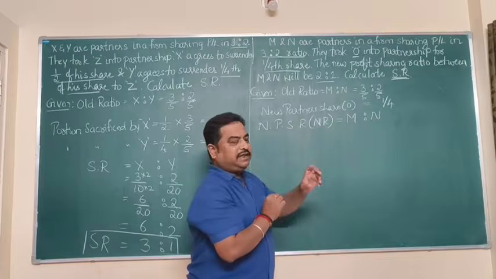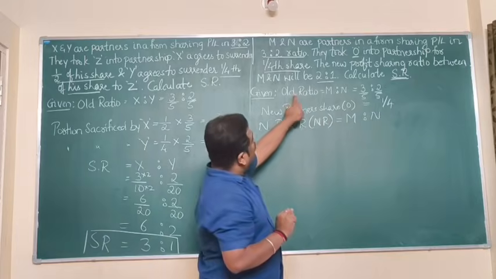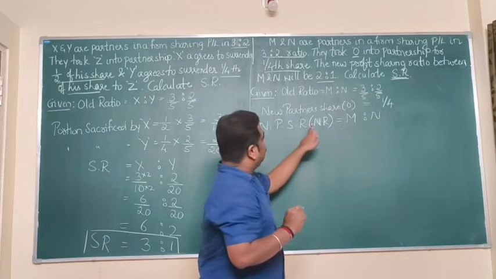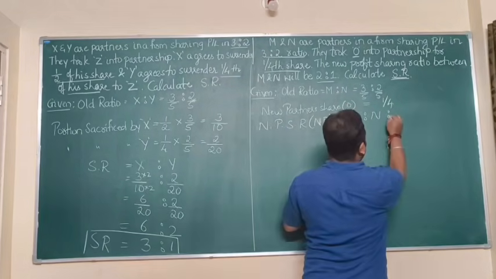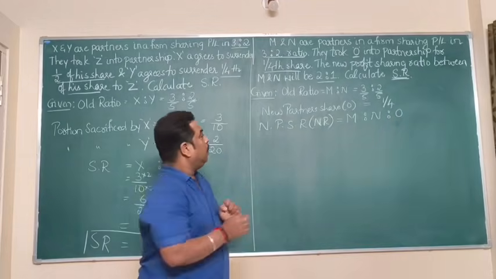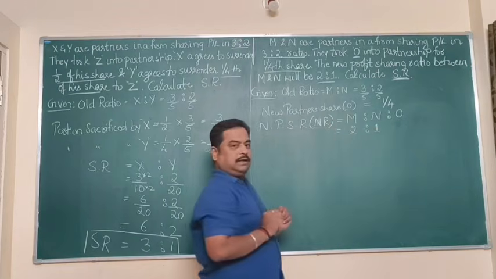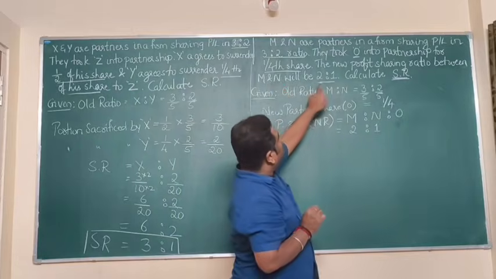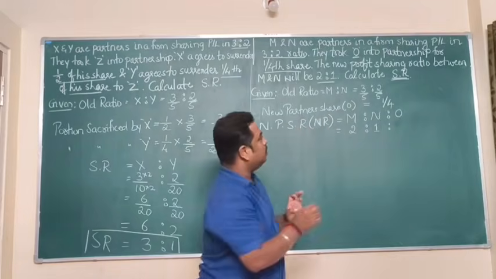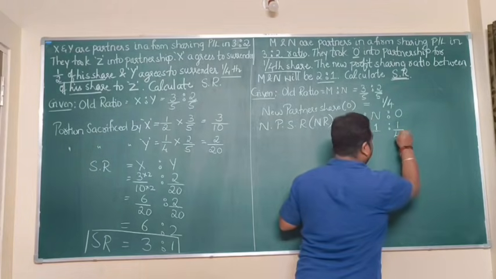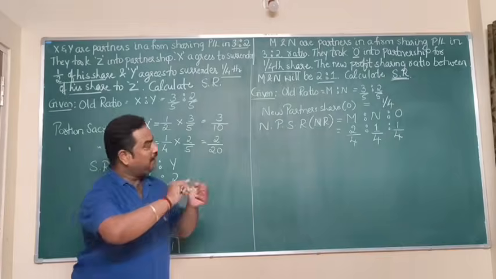Now students, if I just write new ratio M is to N, then probably we are going to commit a mistake here. Because for the old ratio we are writing M is to N. Now if for the new ratio also you write only M is to N, then you are doing it wrong. For the new ratio, we have to take O also into consideration. What did they give? 2:1. Now see, what is the new ratio between M and N? 2:1. Don't we have the new partner share also? What is the new partner share? It is 1/4. That means it is 2/4, 1/4 and 1/4. This is how they have twisted the question.